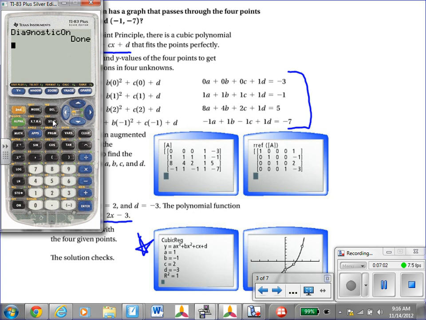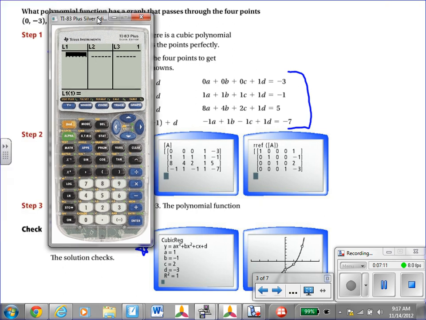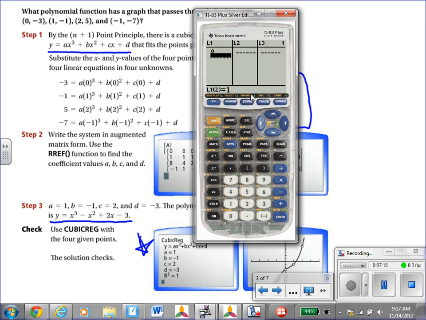Then you turn it on, hit the stat button, go to edit, and you're going to type in, what is it again? I missed it. 0. Does anybody remember the points, or do I need to do it? There we go. 0, 1, 2, and -1. And then you go over to the other side and you enter -3, -1, 5, and -7. And then after you have that all entered in, you would hit the stat button again, go to calculate, and we already said we knew it was a cubic regression, so we hit that, and there it goes. X cubed minus x squared plus 2x minus 3. And it fits the points perfectly because our r squared value is 1. And it told us that it was going to fit them perfectly anyway in that n+1 point principle.